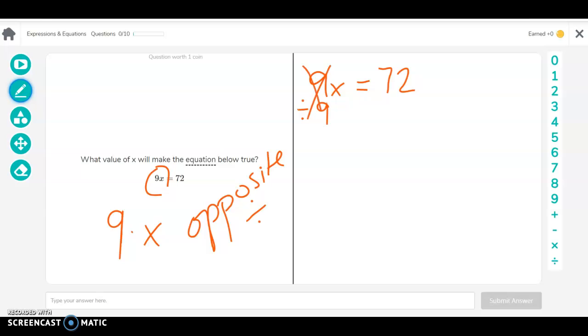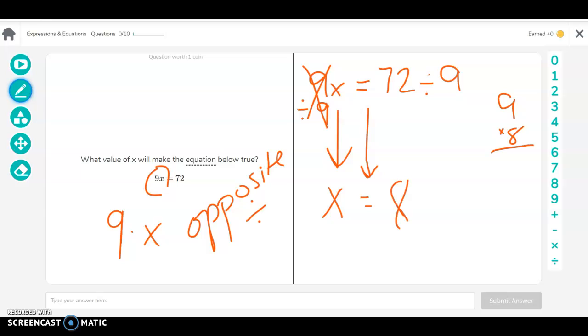So 9 divided by 9 cancels out. Now we have to do it to the other side. We do 72 divided by 9. X is left alone. Your equal sign can come down. Then you need to solve 72 divided by 9. Nine times 8 is 72. Okay, so 72 divided by 9 is 8. So that means x is equal to 8.